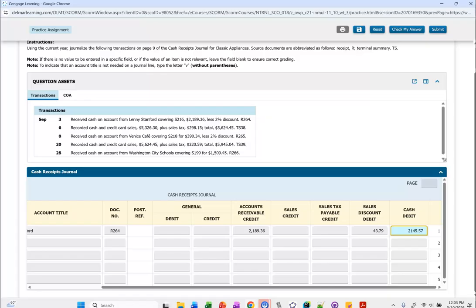Okay? So the amount of debt canceled, that was the 2189.36. The cash discount was $43.79. So the amount of cash I actually received was the difference in those two numbers.